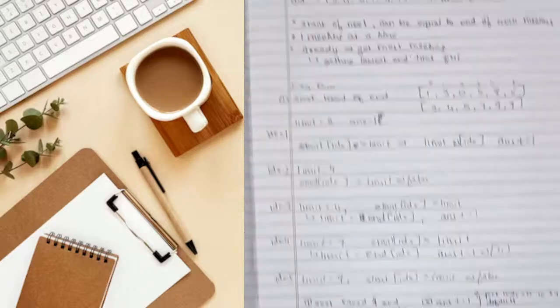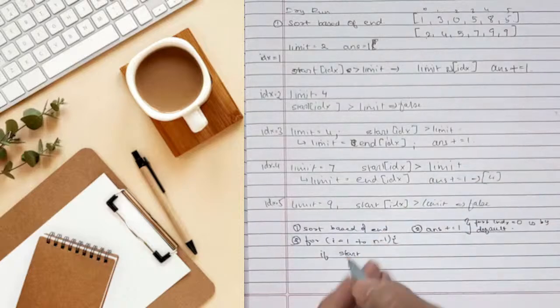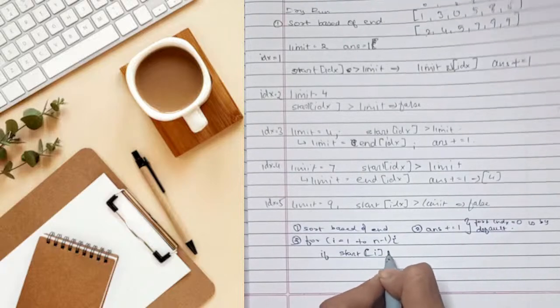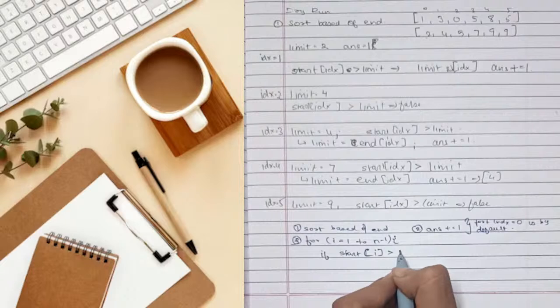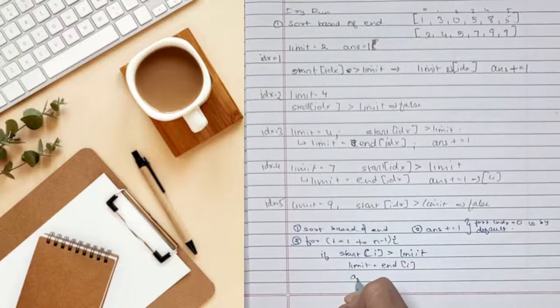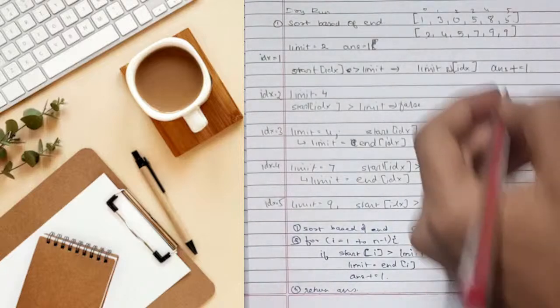start, are you able to see it? That's the big question. If start of i is greater than limit, limit, you know what it is. We will update limit to end of i and answer plus equals 1. First, it is that. Fourth, return answer.